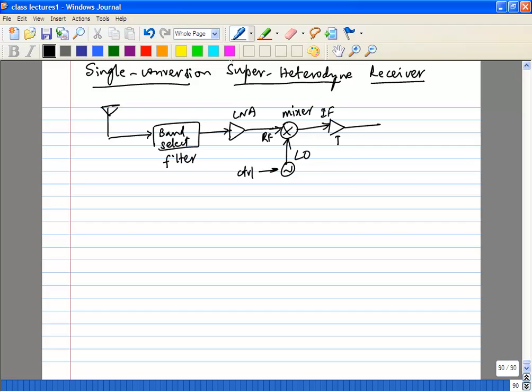And then you have an IF amplifier. And actually, let me correct a small error. You have what is called the IF filter followed by an IF amplifier. And then you have a bunch of DMOD circuitry.